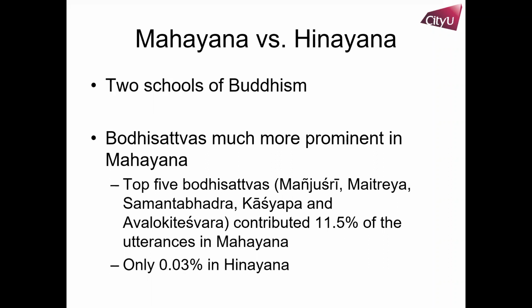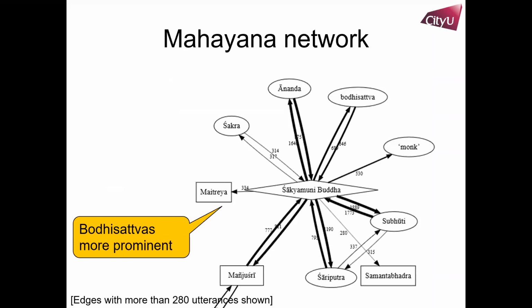The main differences we found were the following. Number one, the bodhisattvas were a lot more prominent in Mahayana. If we look at the top 5 of these in Mahayana, one of the schools of Buddhism, they contributed more than 11% of the utterances. But the same figure in the Hinayana portion of the text is only 0.03. So they were given a lot more emphasis in one school than the other. Okay, so this is the Mahayana network, and the characters who are bodhisattvas are put in rectangles. There are quite a few of these, even when we just show the most prominent characters.